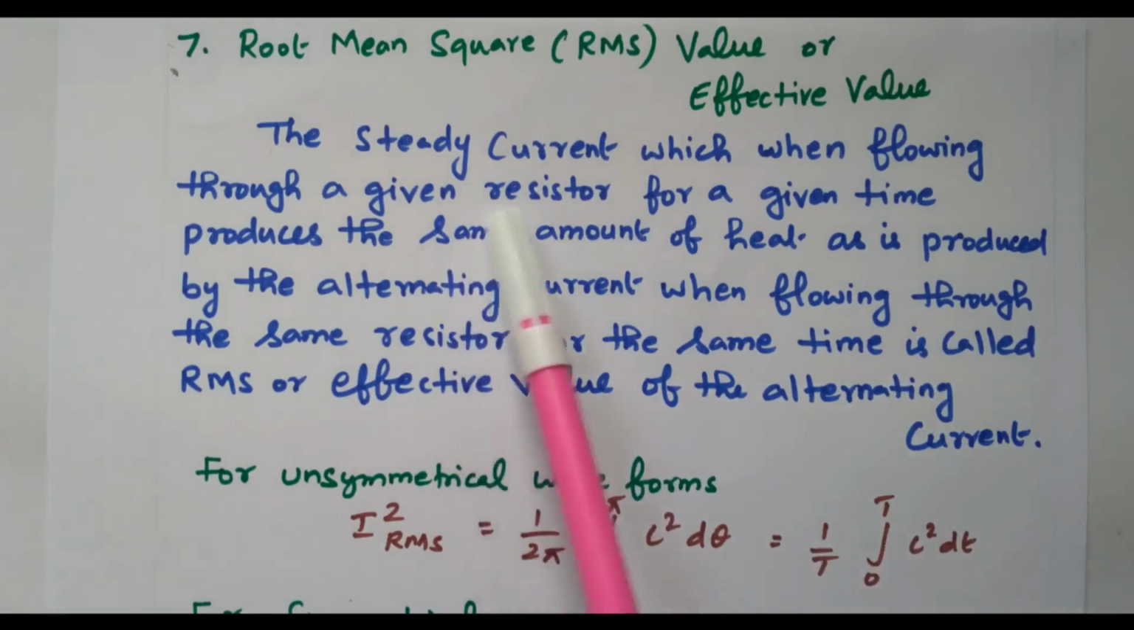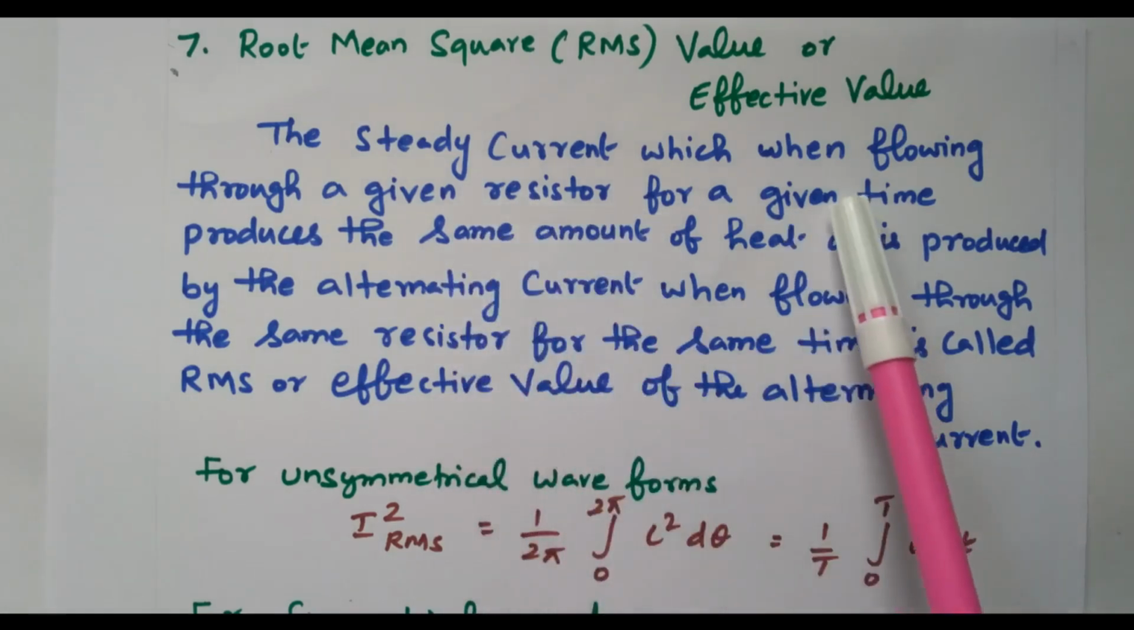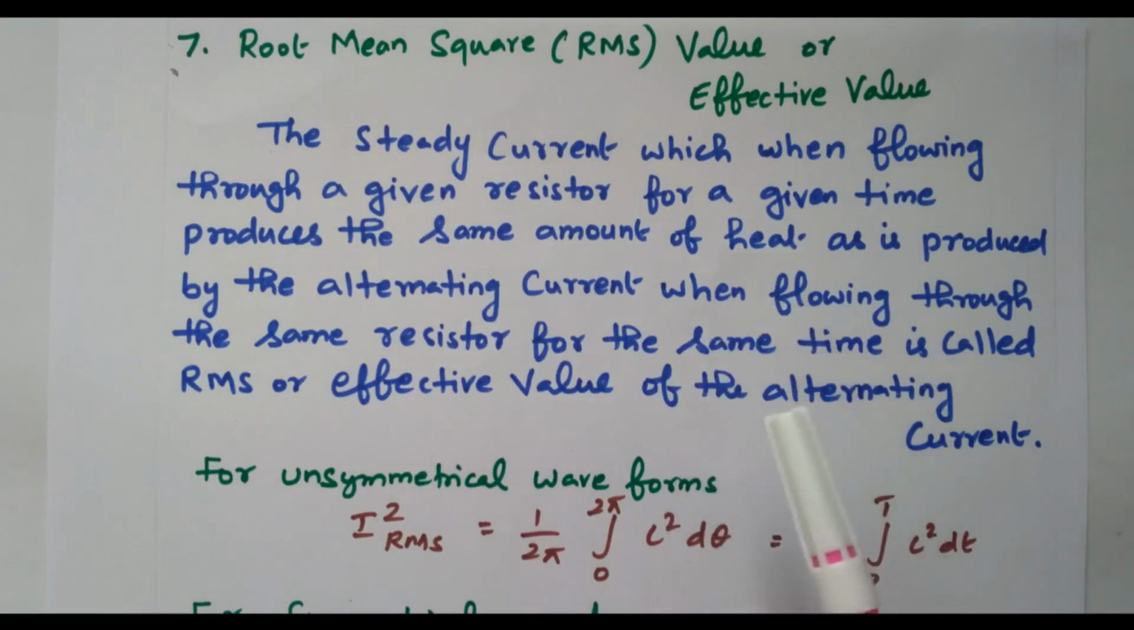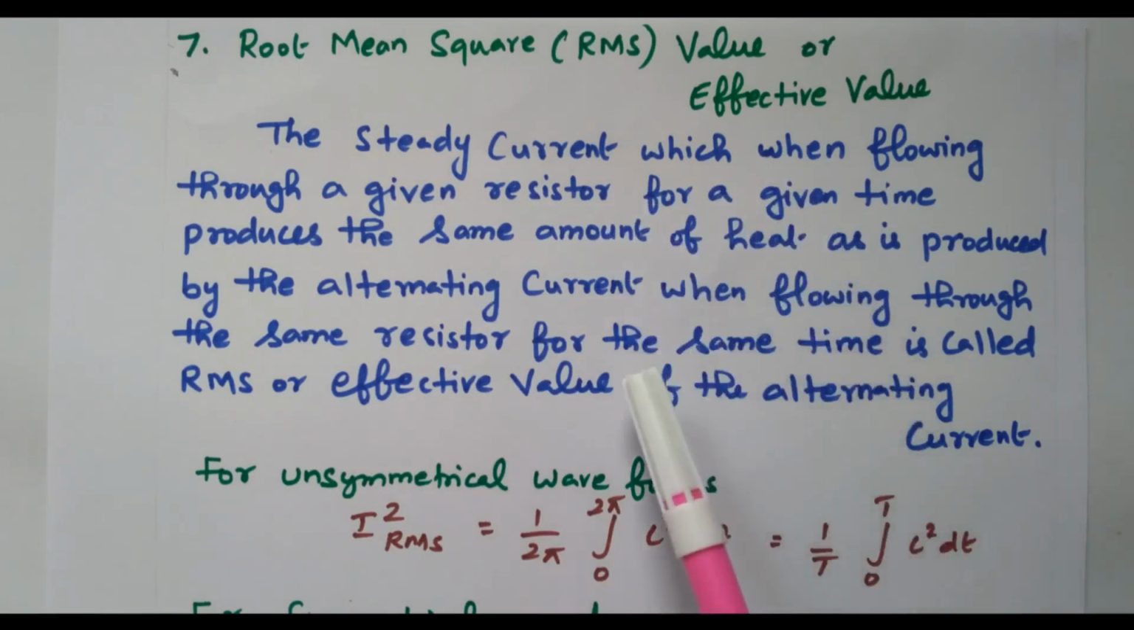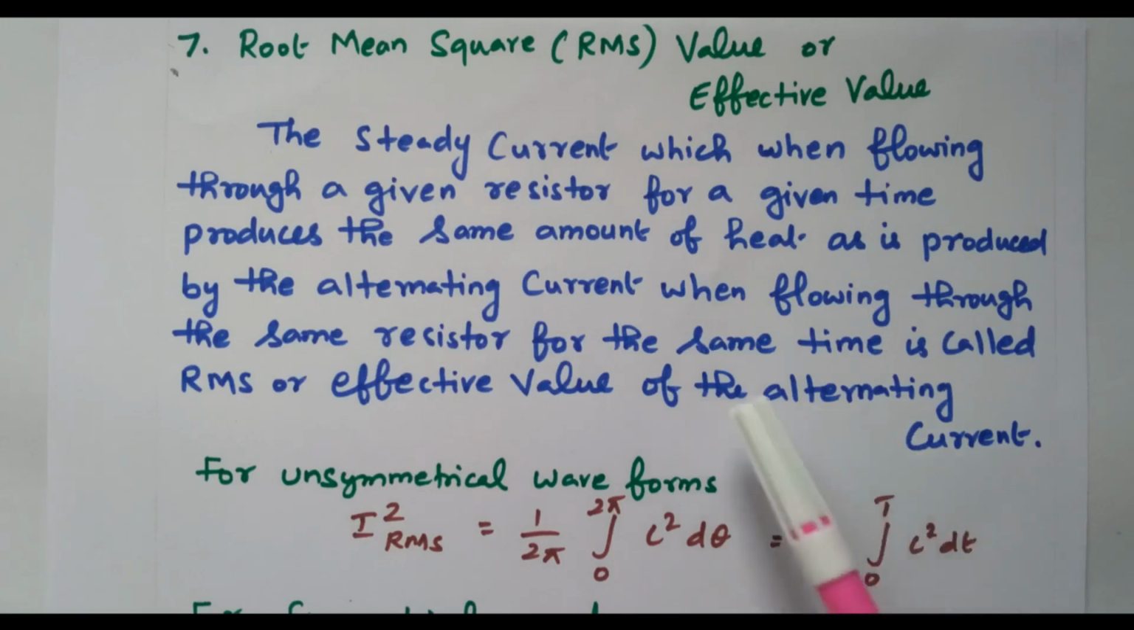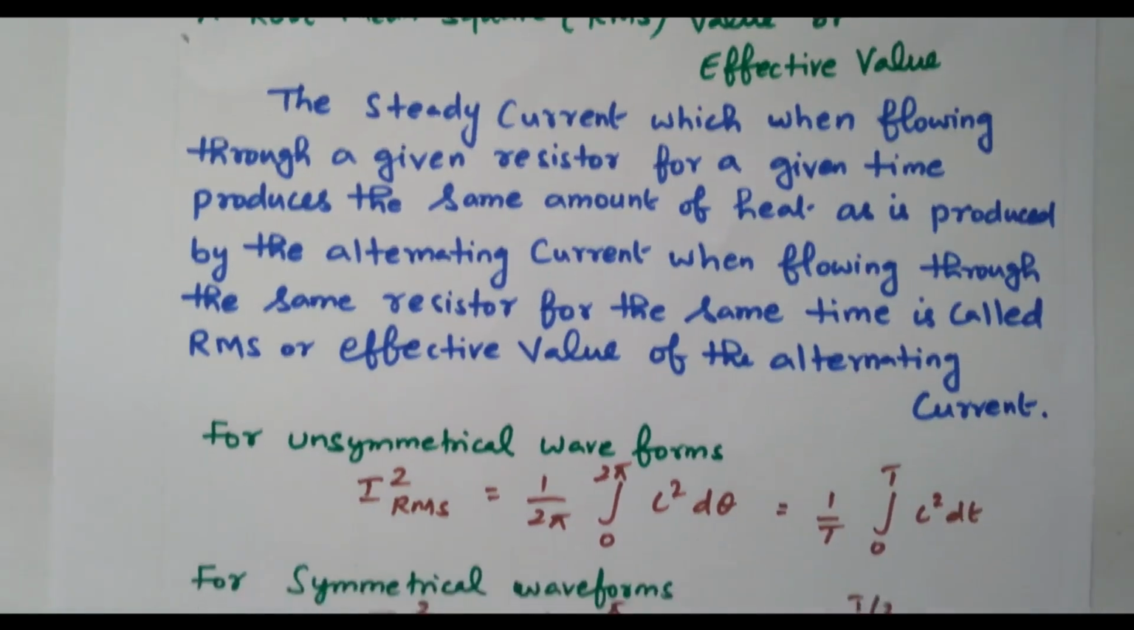The current is flowing through a resistor for a given time. At that time heat is produced. For the same time and same current, what is the heat produced when the alternating current is flowing? So this is the definition. The current flowing through the resistor for a given time produces heat. For a DC current, what is the heat produced? And for the same, what is the heat produced for alternating current? That is the definition. Now we'll see the waveform and the equation.